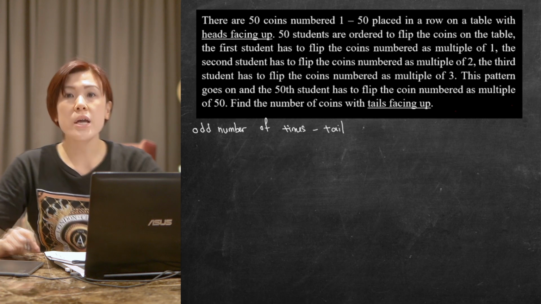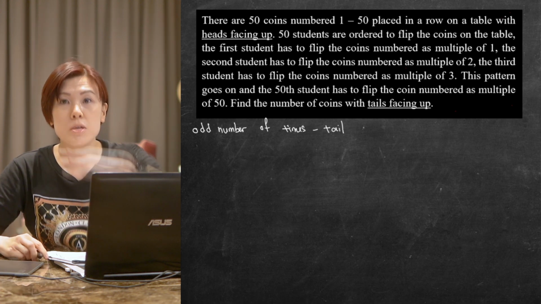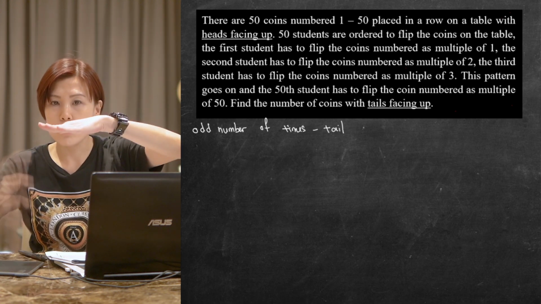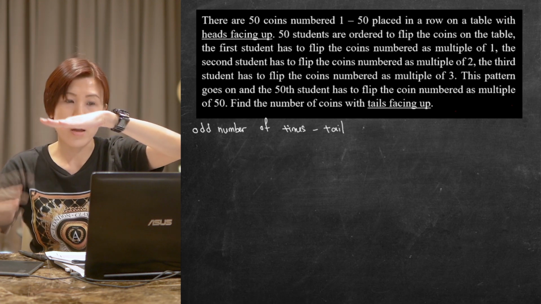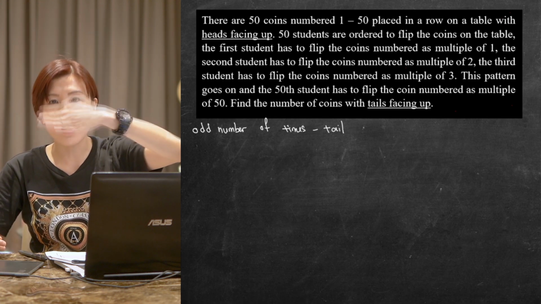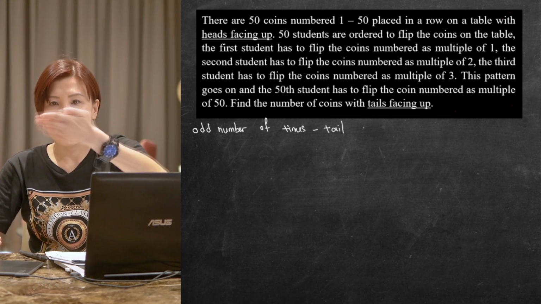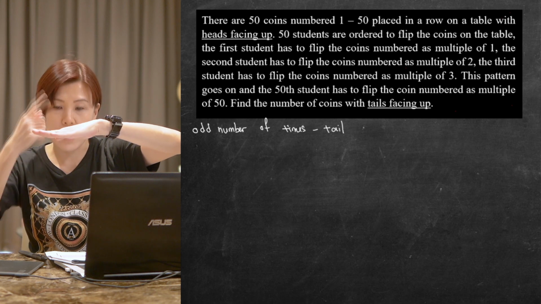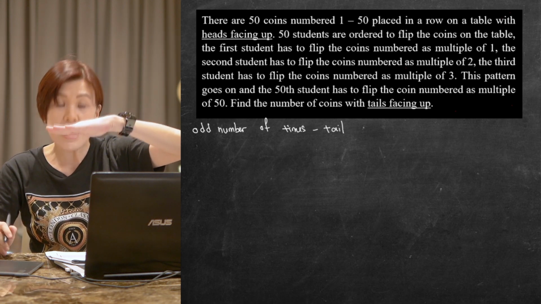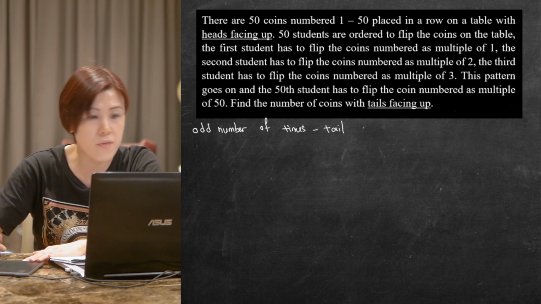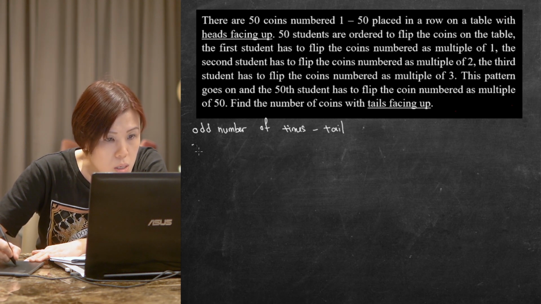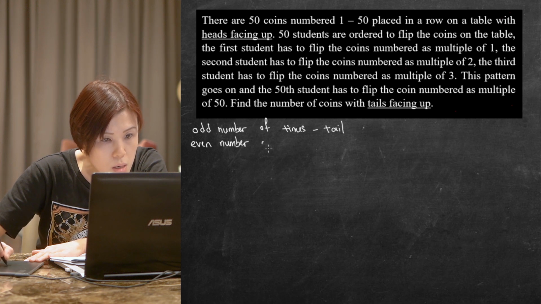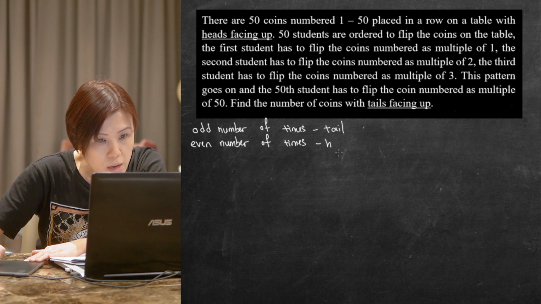And if the coin is flipped an even number of times, for example, 2 times, 1, 2, back to the original state, head facing up. 4 times, an even number, 1, 2, 3, 4, then we will have head facing up. So when the coin is flipped an even number of times, it will have head facing up.